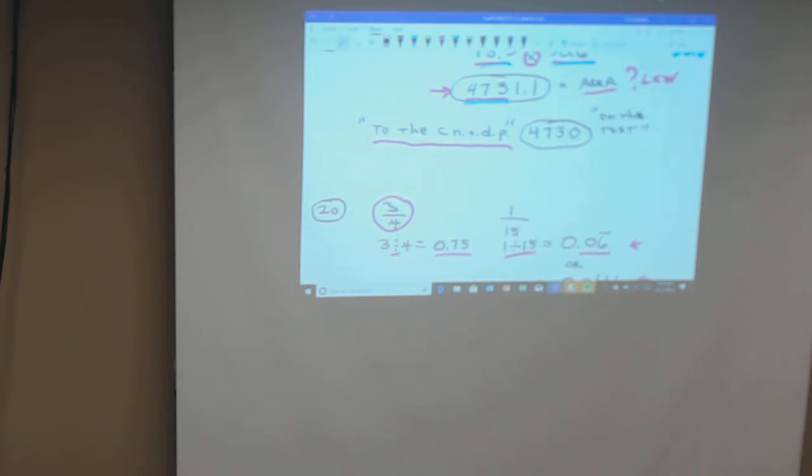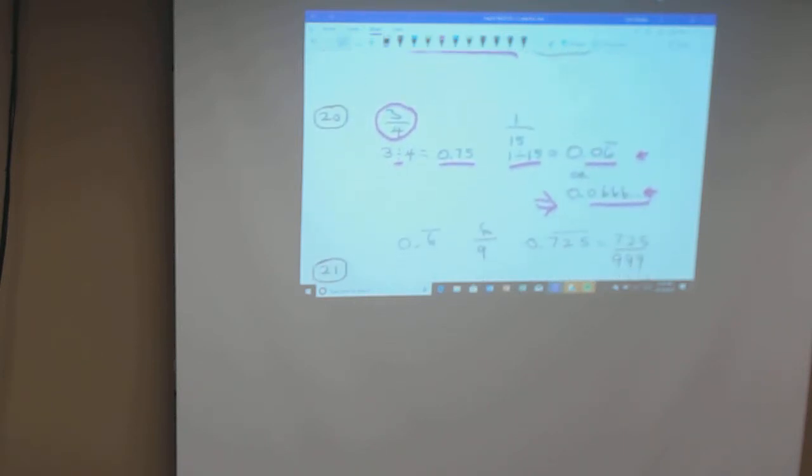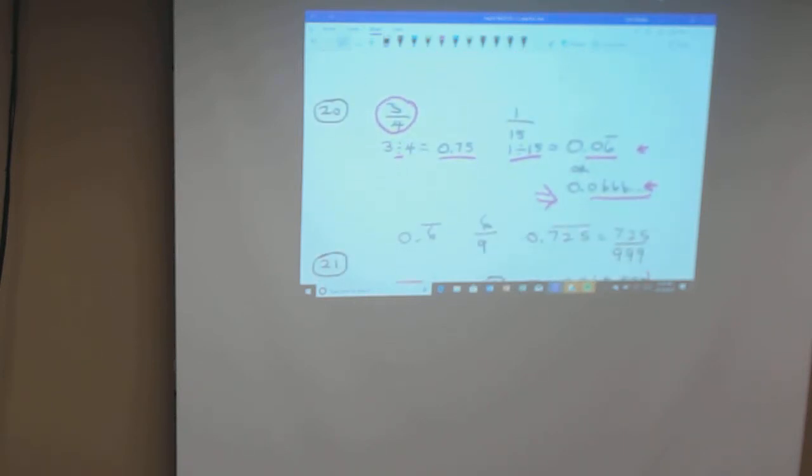Number 20. Write the following as a decimal. You just take 3 divided by 4, and it's 0.75. What about 1 over 15? Take 1, divide by 15, and it just keeps going. So how do you write it? Well, the 6 is what repeats, so you put a line over the 6.